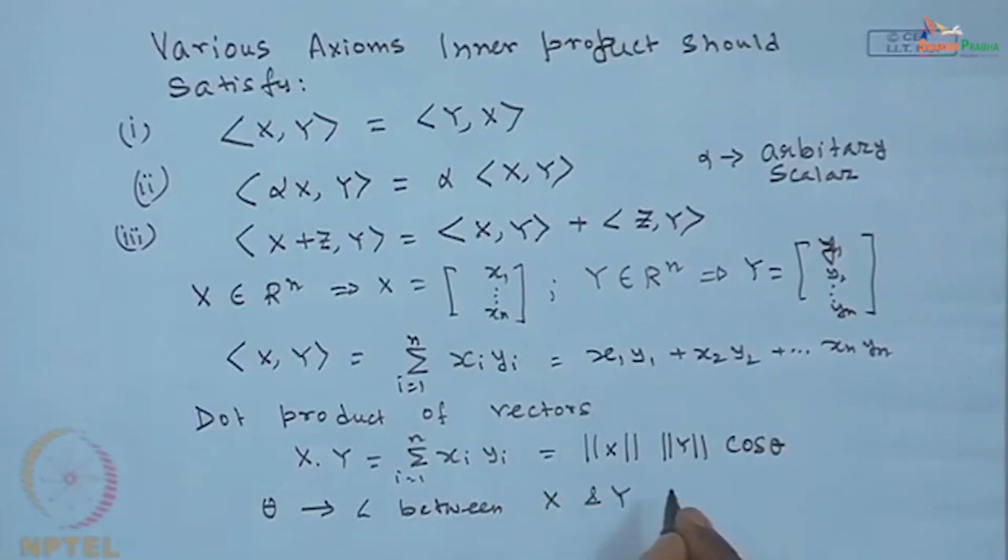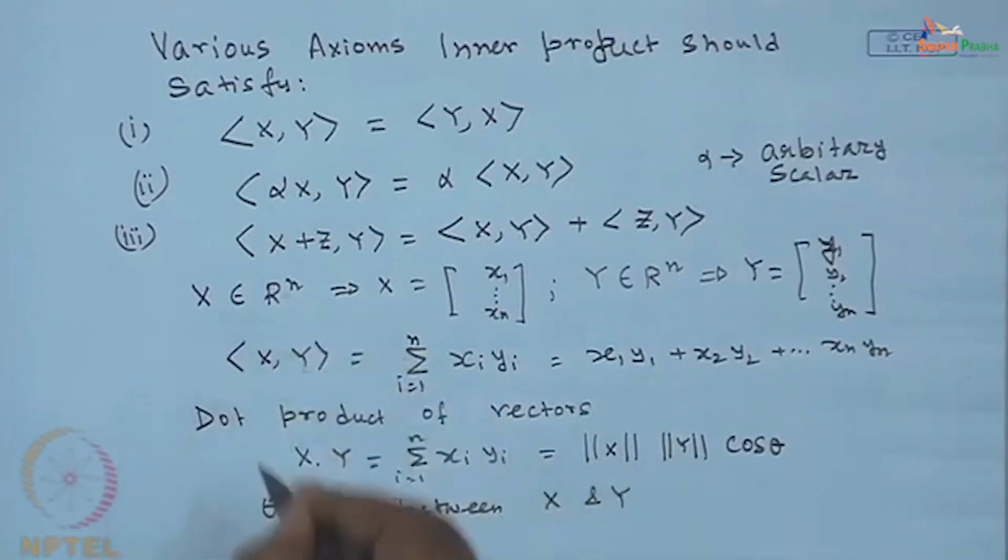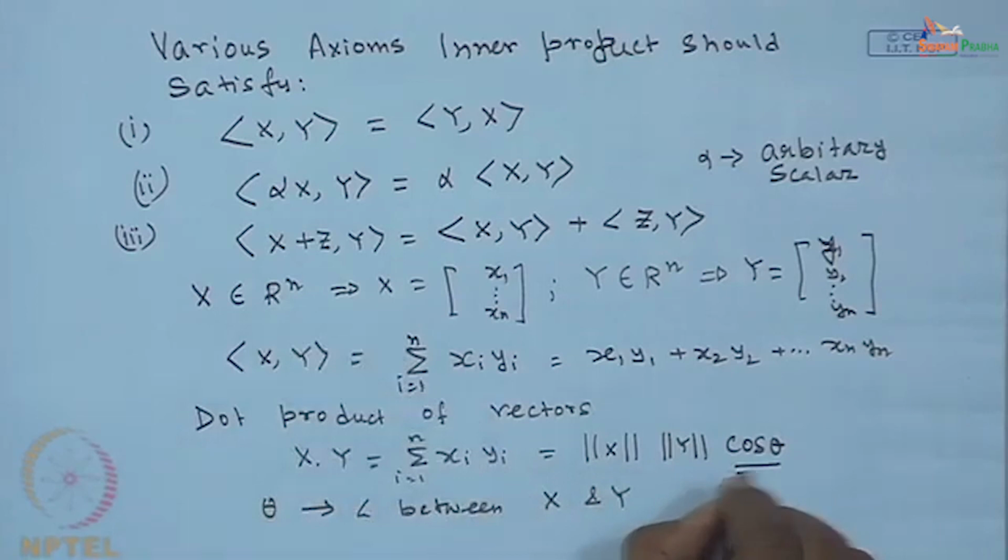So, if we know the vectors x and y, then their dot product or the inner product will give you the angle between them, cosine theta, where cosine theta is nothing but the inner product between the two vectors divided by norm of x multiplied by norm of y.